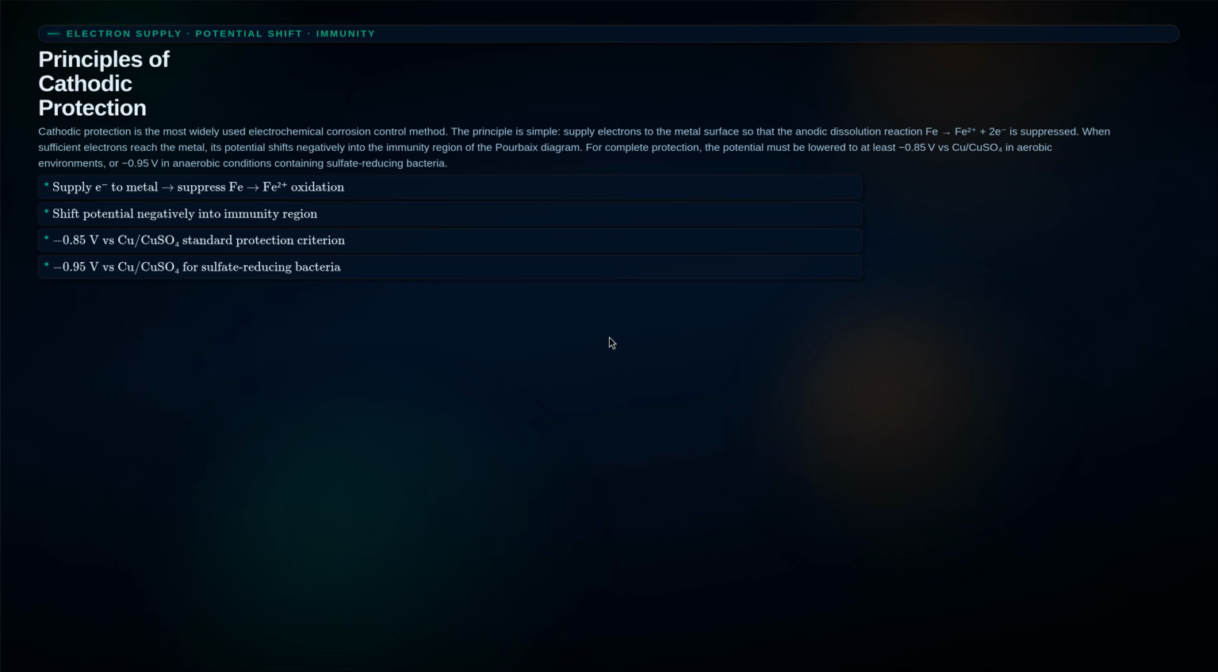For complete protection, the potential must be lowered to at least negative 0.85 volts versus copper-copper sulfate in aerobic environments, or negative 0.95 volts in anaerobic conditions containing sulfate-reducing bacteria.